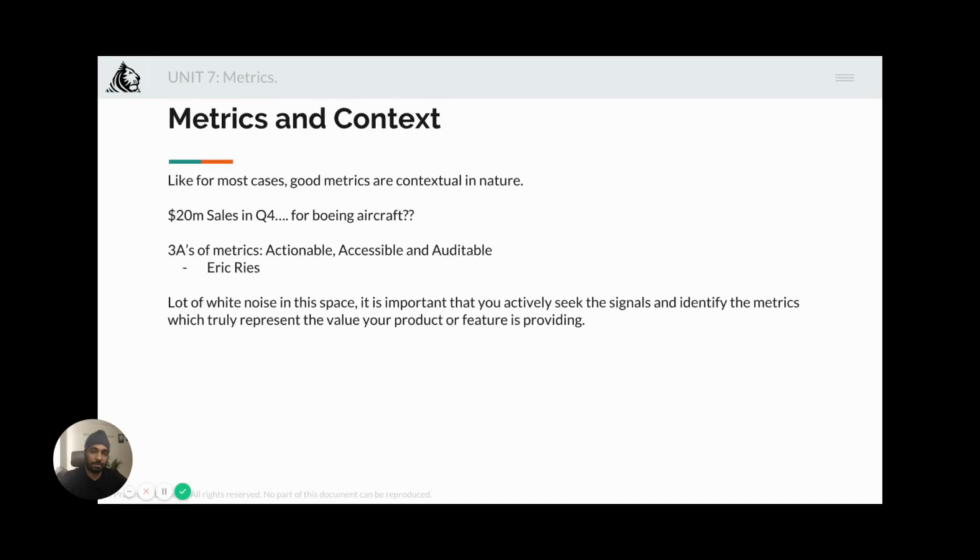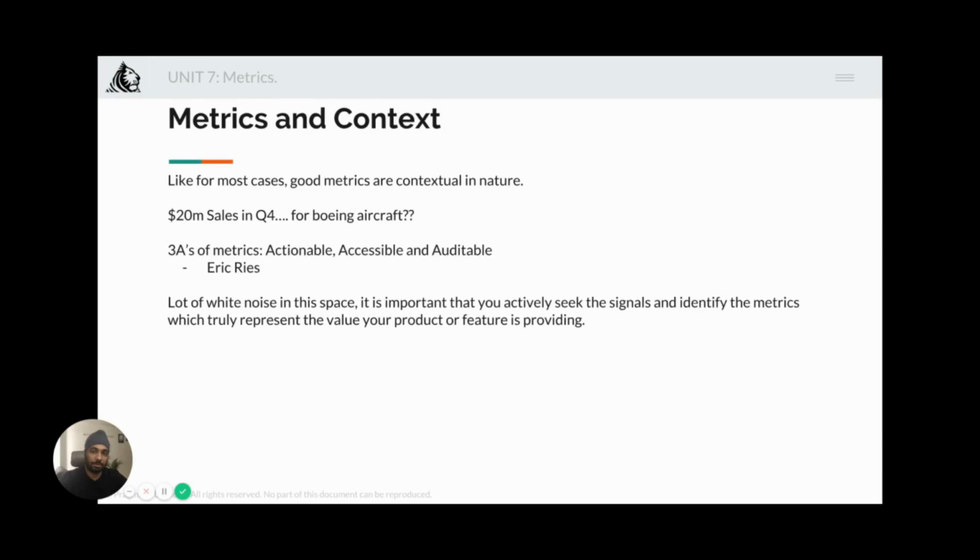For most cases, good metrics are contextual in nature. So, for example, if you say $20 million in sales in quarter four, that sounds pretty awesome. But is it awesome for, let's say, Boeing or Airbus? Not so much, right? So, as per Eric Ries, the three A's of metrics. There are plenty of frameworks out there, but this is one framework which I feel is short, succinct, and puts things clearly in perspective and is much easier to employ.